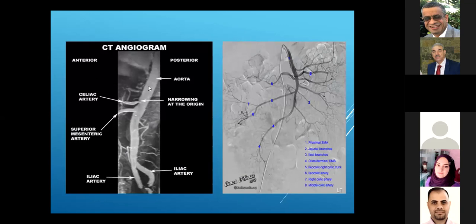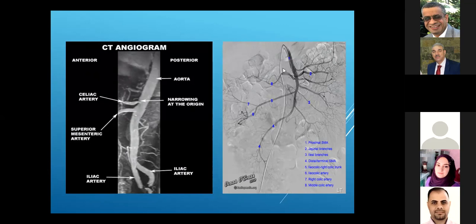This is a CT angiograph that shows the aorta and its branches. This is the celiac trunk, and this is the superior mesenteric artery, which is derived at the level of L1, about 2 cm below the celiac trunk. And this is the inferior mesenteric artery, at the level of L3.